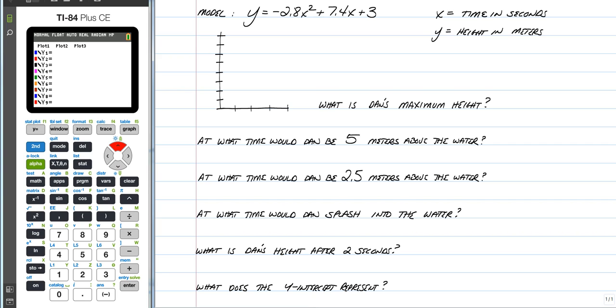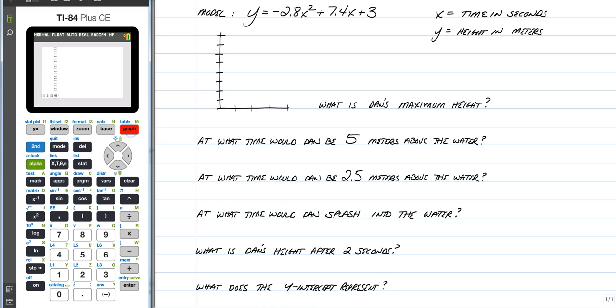So the first thing we're going to want to do is type in our y1: negative 2.8x squared plus 7.4x plus 3. And for right now, that's all we need. We will need to change and add some stuff into y2 in a little bit. So this says, what is Dan's maximum height?